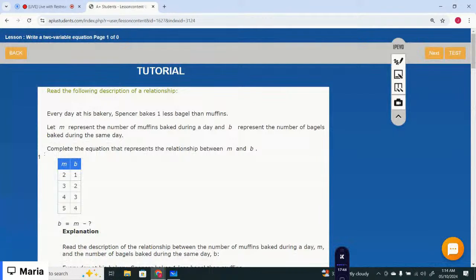Okay, now you are given a table. You need to learn how to write the equation from the table, right? Just look at the first one. Every day at his bakery, Spencer bakes one less bagel than muffins. Let M represent the number of muffins baked during a day and B represent the number of bagels baked during the same day. Complete the table that represents the relationship between M and B. So that is the table that represents the relationship.